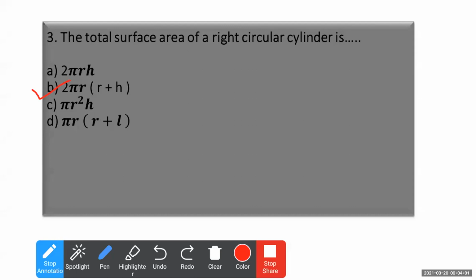Again, this is based on the formula. So students, again and again I'm telling you that you have to be well versed with the formulas, bifurcated into different topics, only then it will be easier for you. And when you are doing the formula, keep the geometrical figure in front of you, so that it will be easier for you to understand.